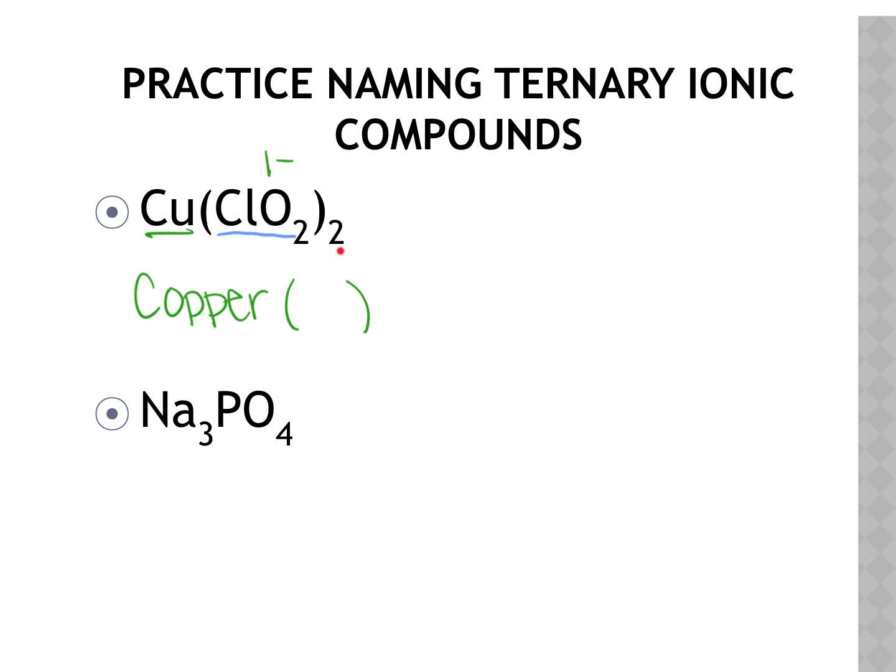And then the outside subscript is your quantity. So how many chlorites are there? 2. What's 2 times -1? -2. Okay. So what does copper have to be to balance that? Okay. So copper is a +2. So it's copper(II). And then what's the name of ClO2? Okay. And then just make sure you're very careful of writing the ite versus the ate. So this one should be chlorite.